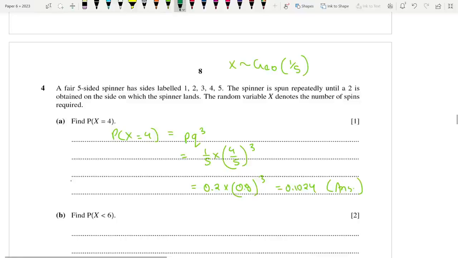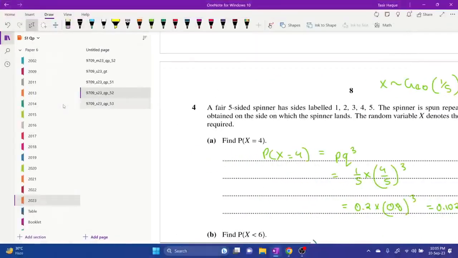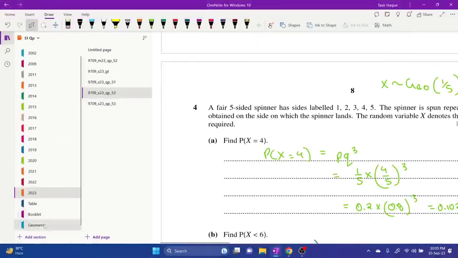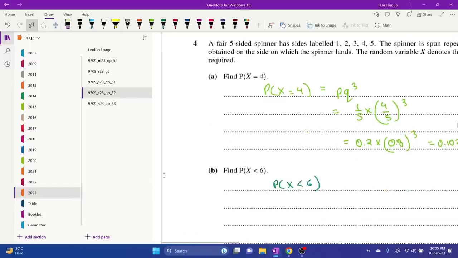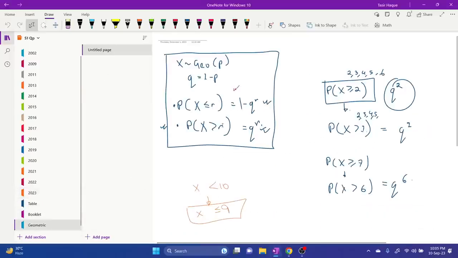Next, we need to find out P(x < 6). So I want to teach you a trick, guys. Always remember this. Geometric distribution. This is the trick. So these are the formulas that you need memorized. We need to target P(x ≤ something), or P(x > something). So in my current question, we have P(x < 6), which is not falling in any formula. But we can convert it to this.